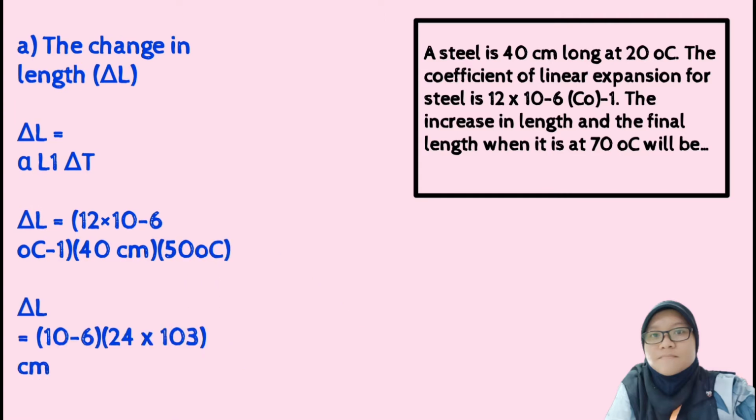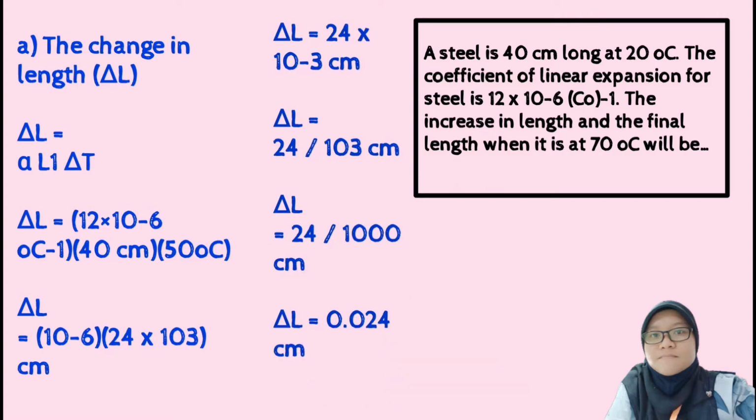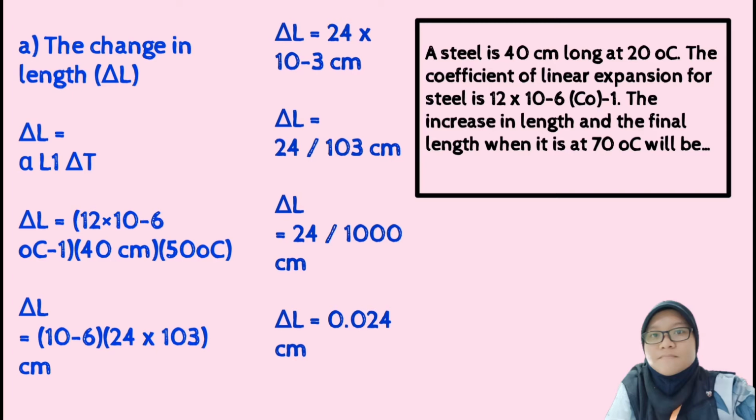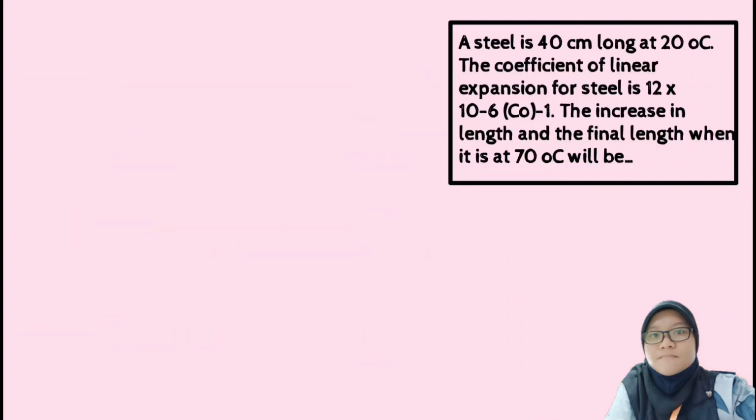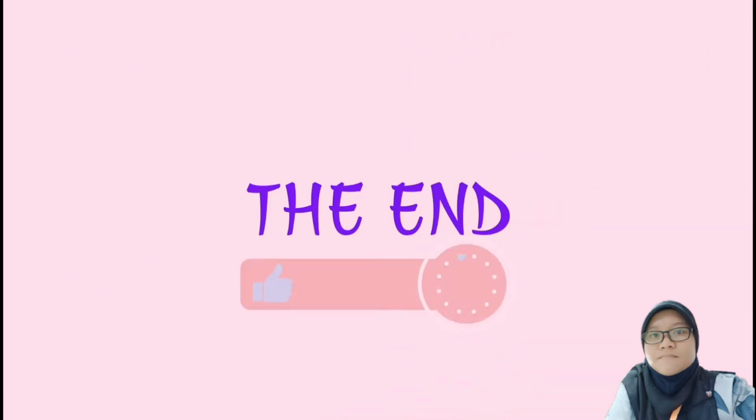For the change in length, delta L, we will use delta L equals alpha times length initial times change in temperature, and we will substitute the values. Lastly, we will get 0.024 cm. Next, we'll find the final length, which is final length equals length initial plus change in length. We'll get 40.024 cm. That's all from me. Thank you.